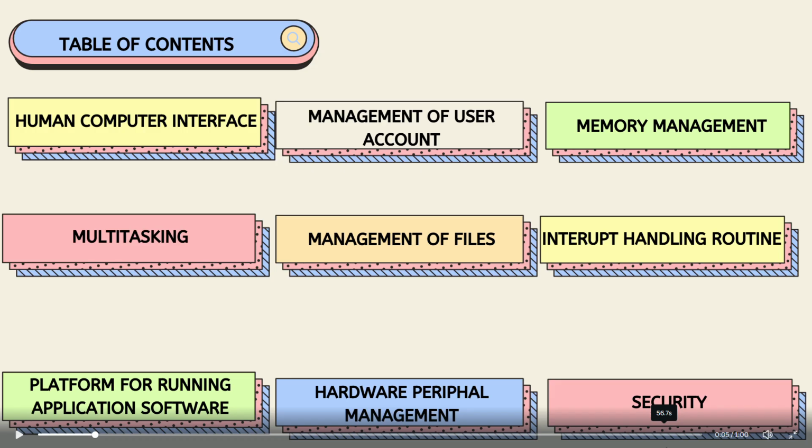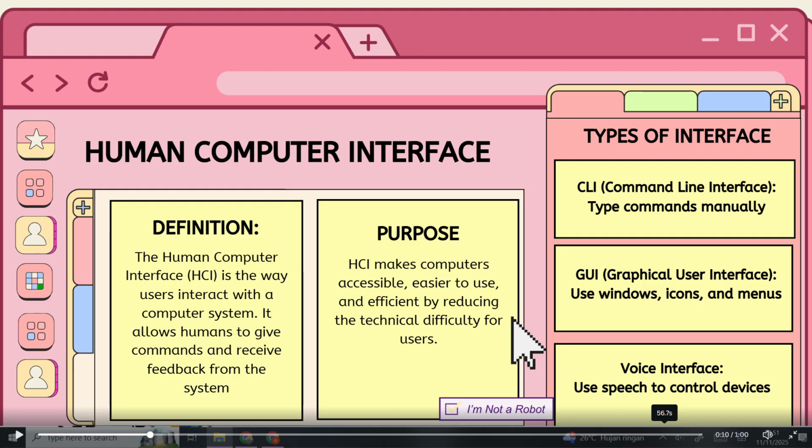So, today I'm going to discuss 9 items. There are 9 items which are human-computer interface, multitasking, platform for running application software, management of user accounts, management of files, hardware protocol management, memory management, interrupt handling routine, and lastly, security. In today's presentation, I'm going to discuss each item with its definition, purpose, and examples. Let's start with the first one, human-computer interface.